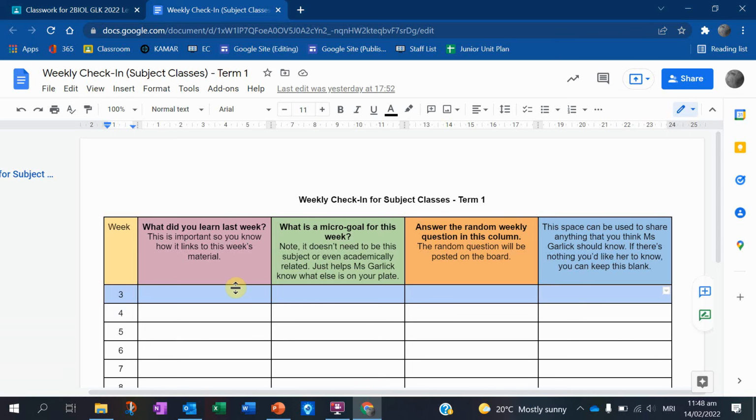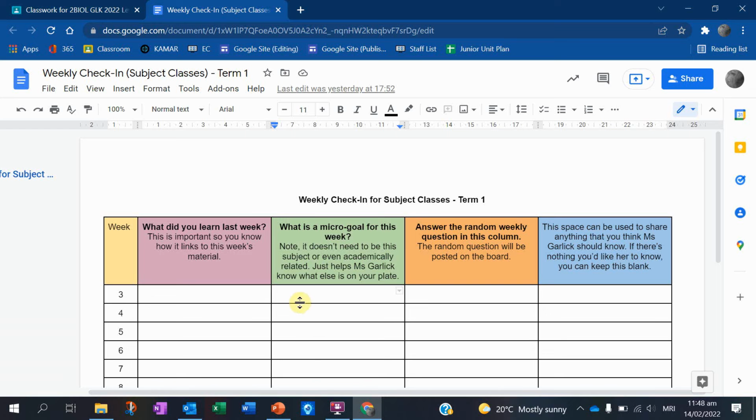row. The first question is, what did you learn last week? So I just want you to recap what you learned in biology last week. Really great for us to build weeks and weeks and weeks of content to see how it all ties together. The second thing I want you to do is set yourself a micro goal for the week. Now, when I say a micro goal, it doesn't need to be biology related. It doesn't need to even be academically or school related. It could be a personal goal, like I want to run 5Ks.